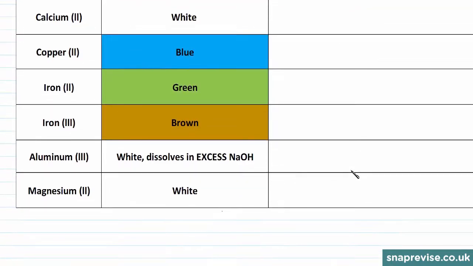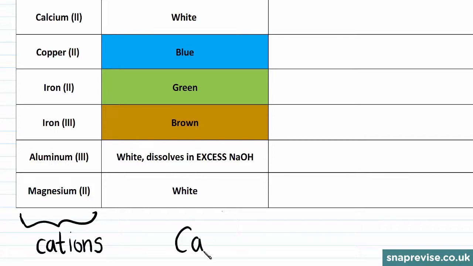All of the metal ions listed on the left-hand side of the table are positively charged, or cations. And the notation used just has the charge on the ion in brackets. For example, calcium with 2 written in brackets can also just be written as Ca2+. And iron with 3 in brackets can just be written as Fe3+. The first thing to notice is that the insoluble metal hydroxides of calcium 2+, aluminium 3+, and magnesium 2+ are all white.